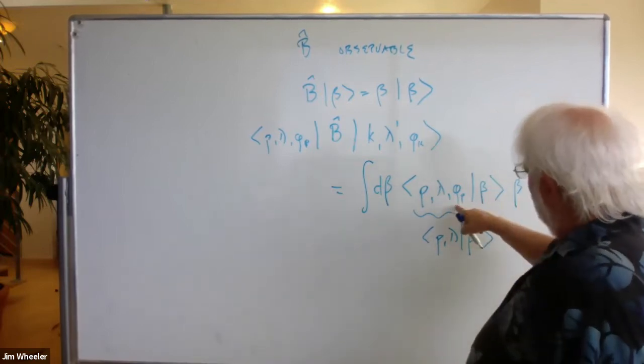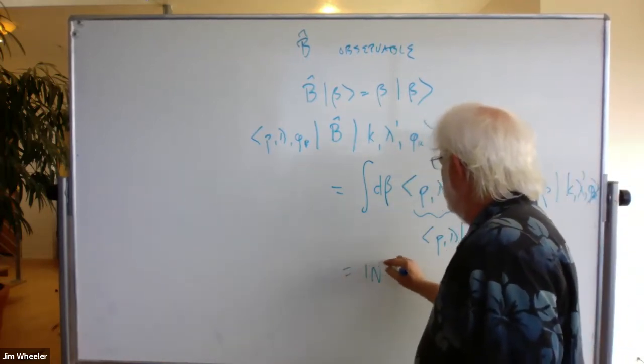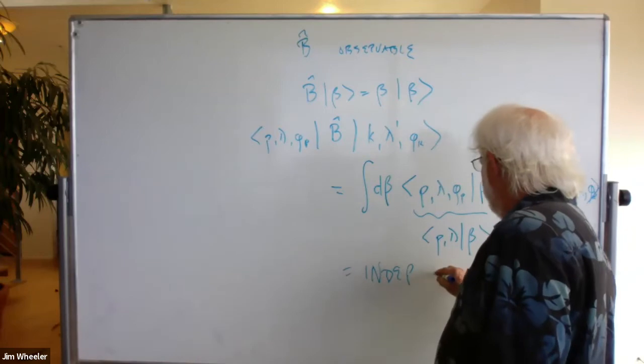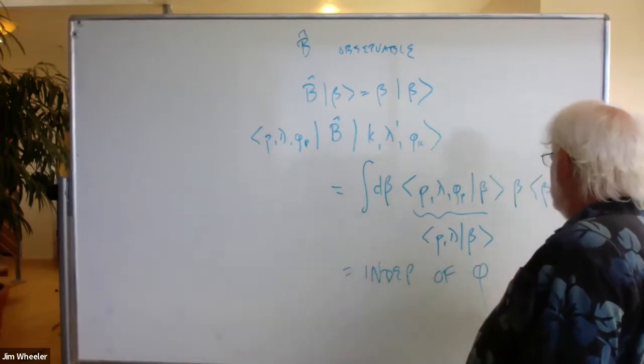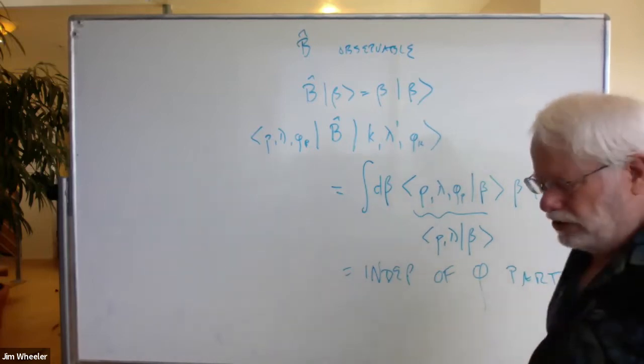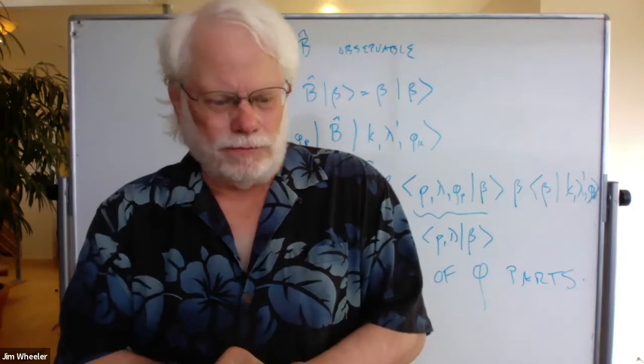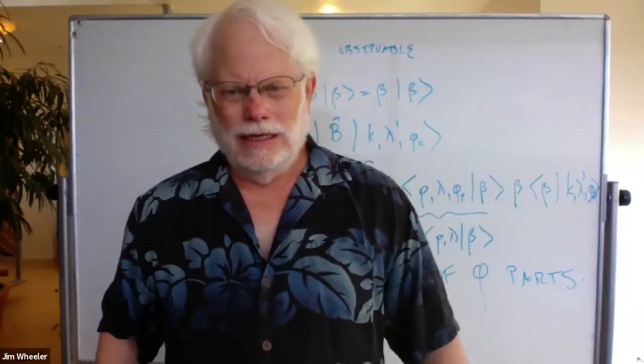And so the result of this is independent of the phi parts, which shows that expectation values of any observables are going to be independent of those null modes. And so now there's no physical consequence to the null modes.